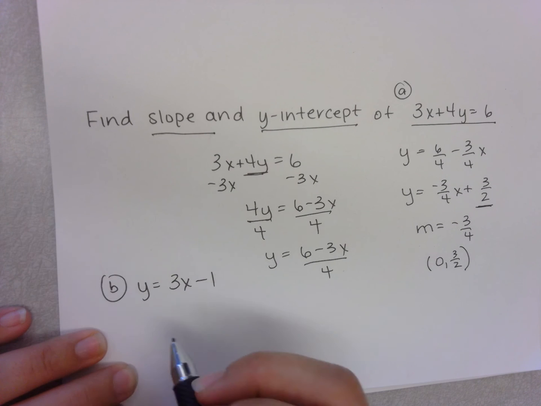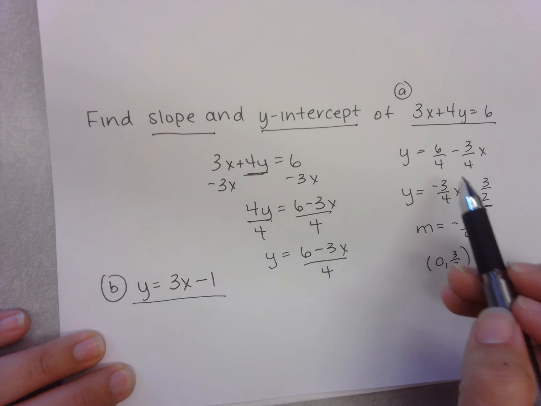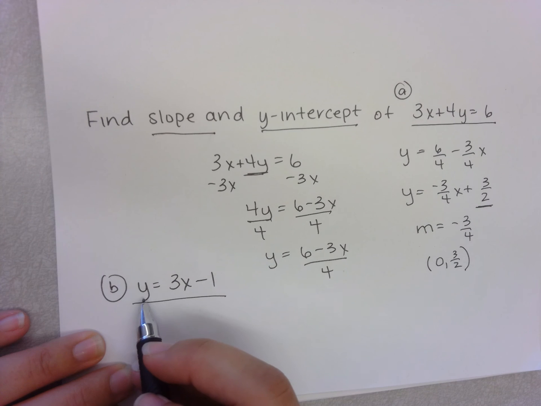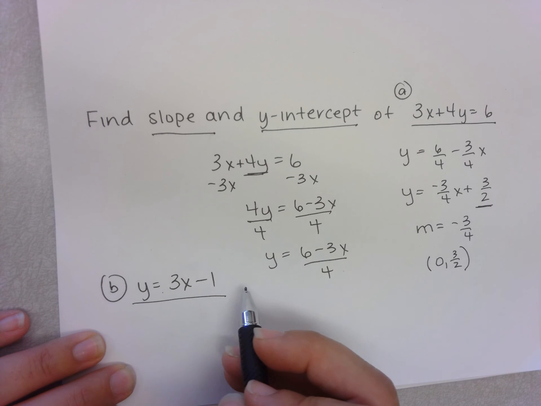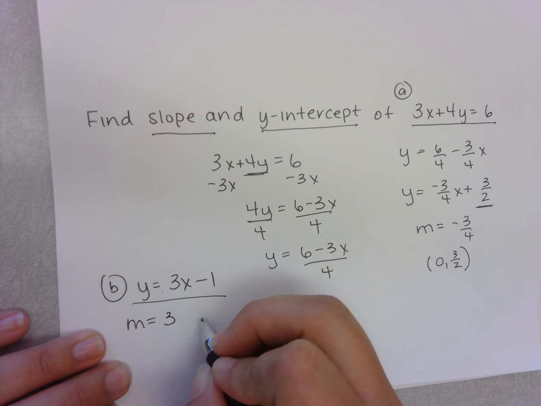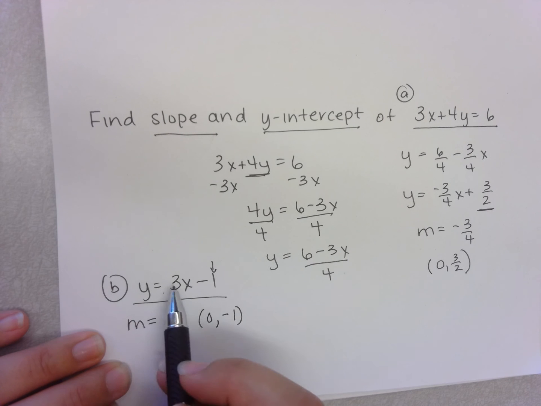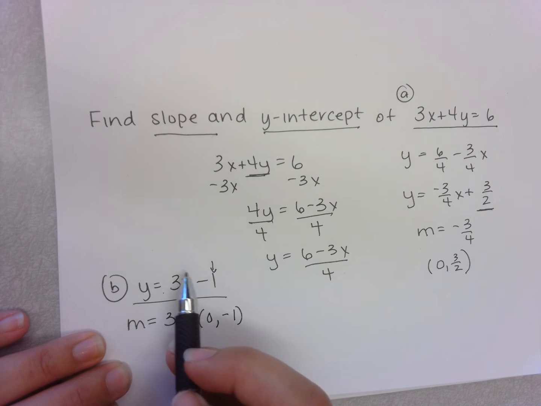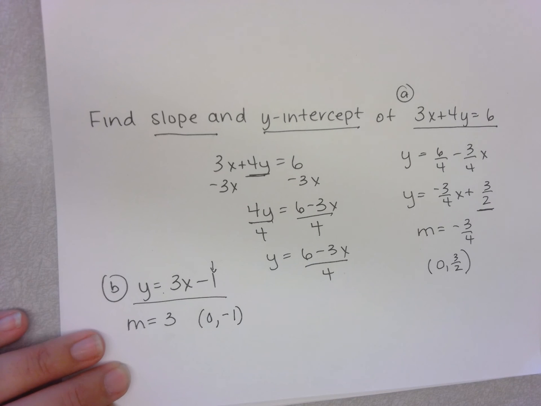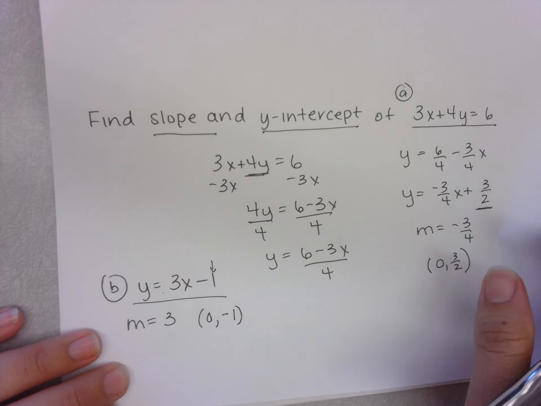Now this one, I already have in slope-intercept form. So this one is very straightforward. I can just see it, but I have to make sure that I am in fact solved for y, and I am, right? I have y equals mx minus b in this particular case. So my m in this case is 3, and my y-intercept is the point 0, negative 1, right? If I plug in 0 for x, this term turns into 0 and I'm left with negative 1. This is my y-intercept. Y-intercepts always have 0 as an x coordinate.